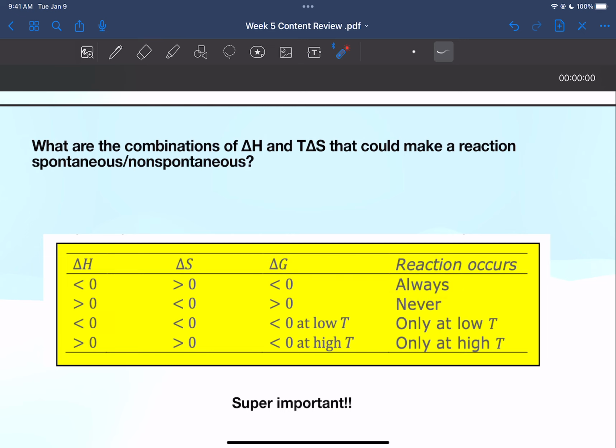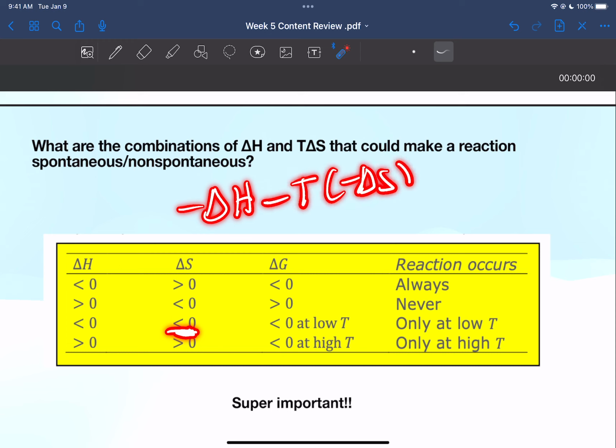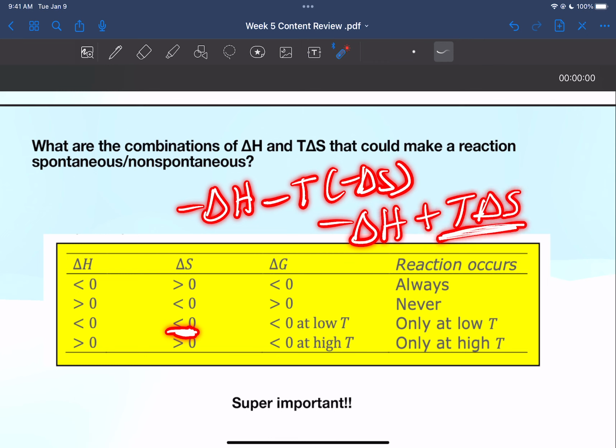Negative delta S, then that T delta S term becomes minus T times negative delta S, right? So that becomes negative delta H plus T delta S. So this term, if it's bigger than this term, then you have a positive delta G. So that means at really high temperatures, it is non-spontaneous.